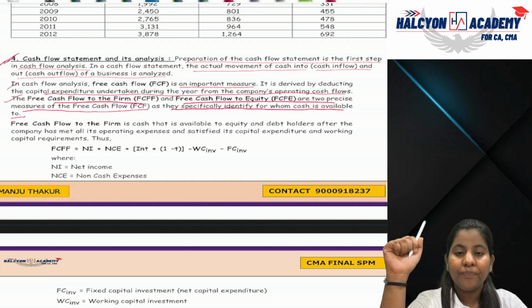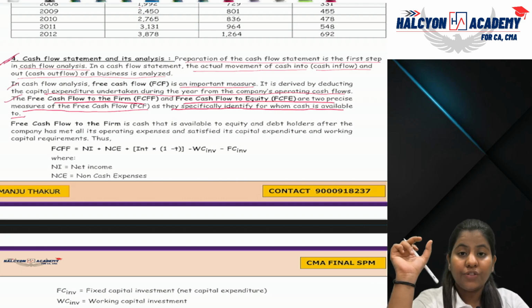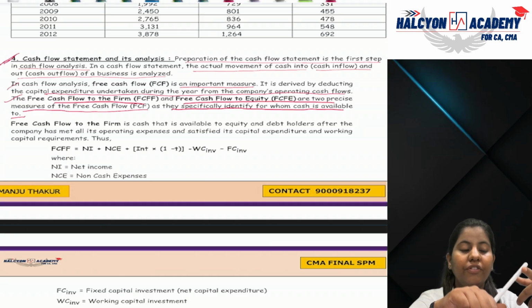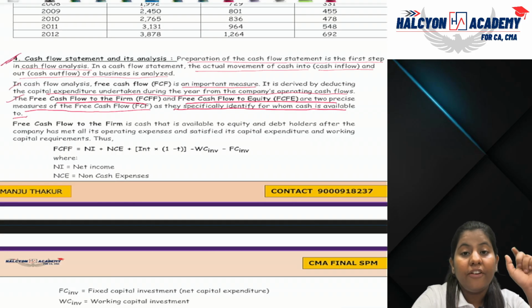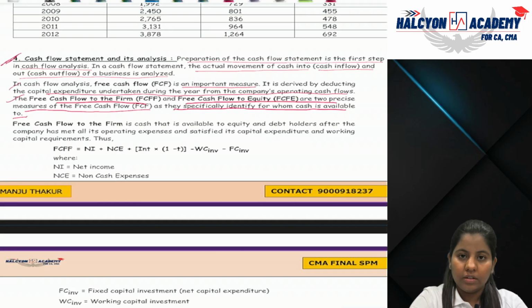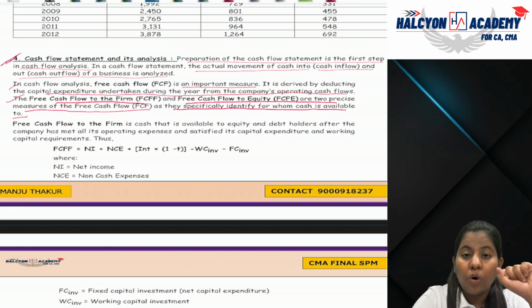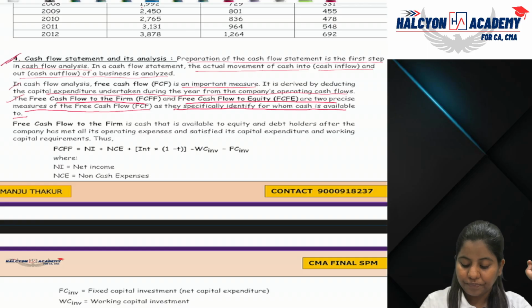FCFF and FCFE. FCFF, the name itself suggests, free cash flow to the firm, that means cash which is available freely for the whole firm. And firm includes everyone: debenture holders, the debt holders and the equity holders. But in FCFE, free cash flow to equity, the name itself says the cash which is available for equity shareholders only, not for debt holders.